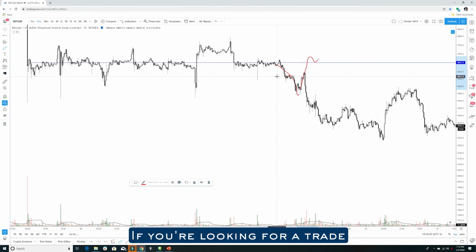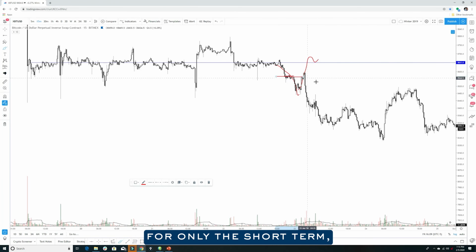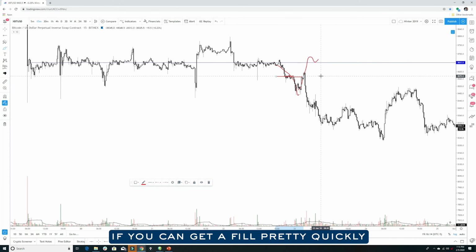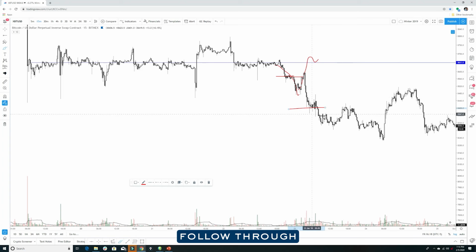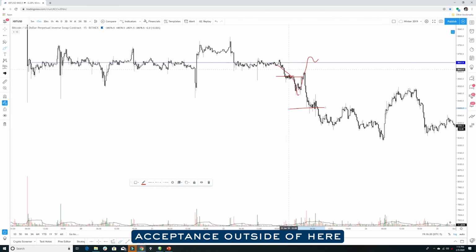If you're looking for a trade that you're going to take for only the short term, this might be worth taking for a short-term trade with a limit order if you could get a fill pretty quickly. Again, if you're looking for just a one-to-one, you'll expect follow-through because often you're not going to gain acceptance outside of here and have all these factors line up and have reacceptance back into the range.